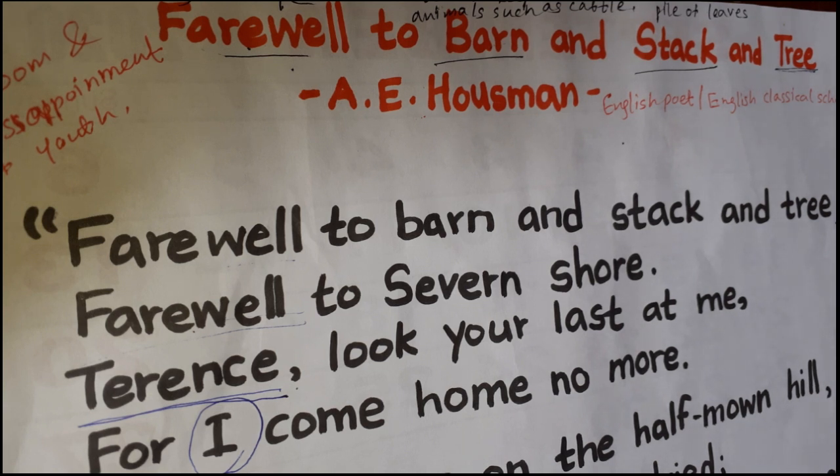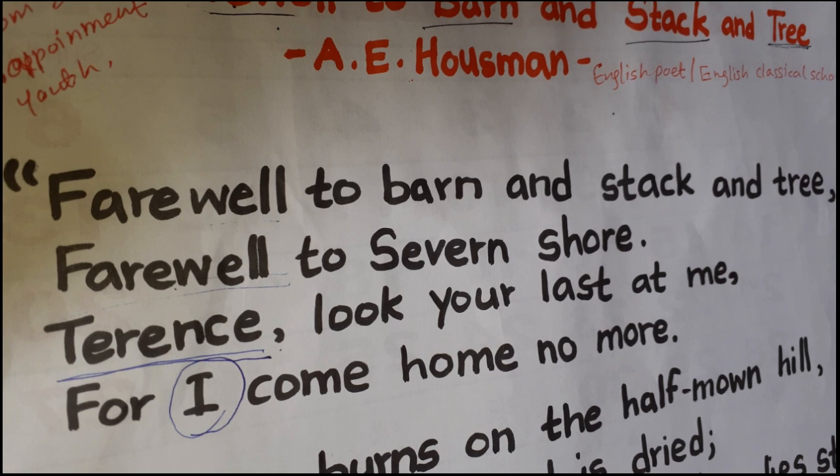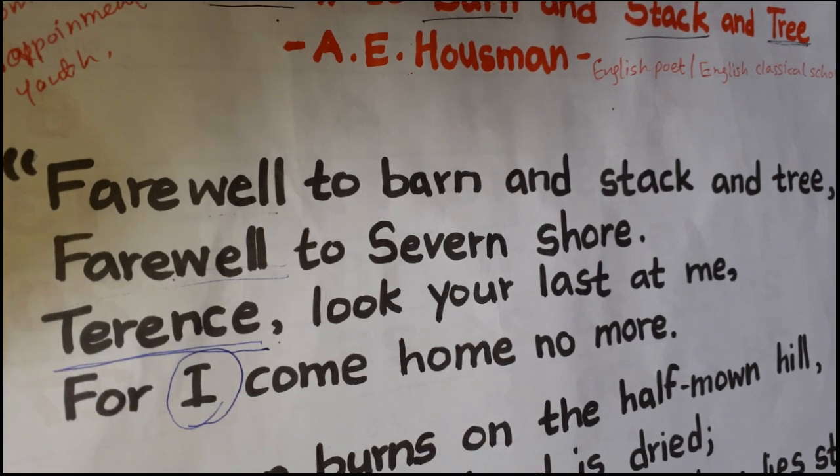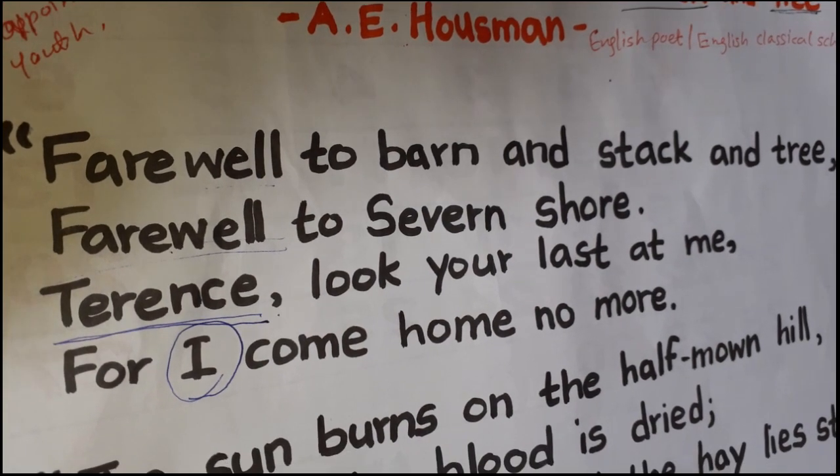When we go through the poem, the narrator is emphasizing that he would not return to this place again. So something serious has happened. That's why he is refusing to come again to this place of his childhood. Many critics have many ideas about this situation and incident.